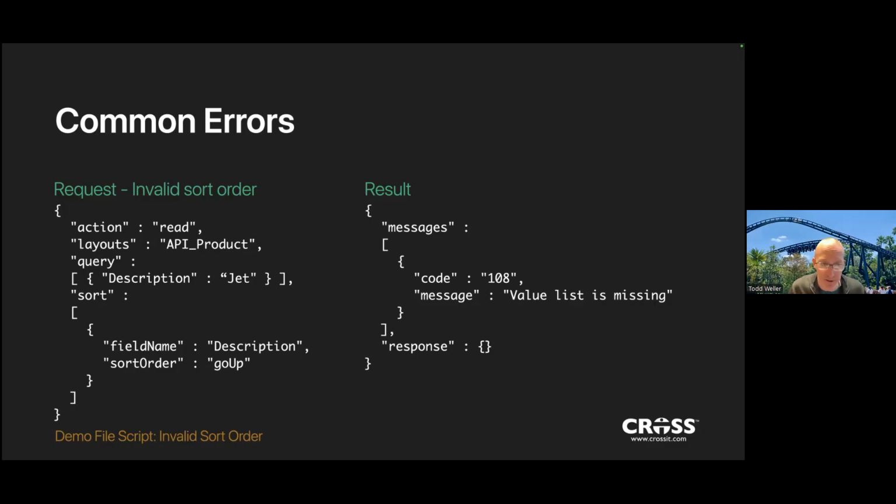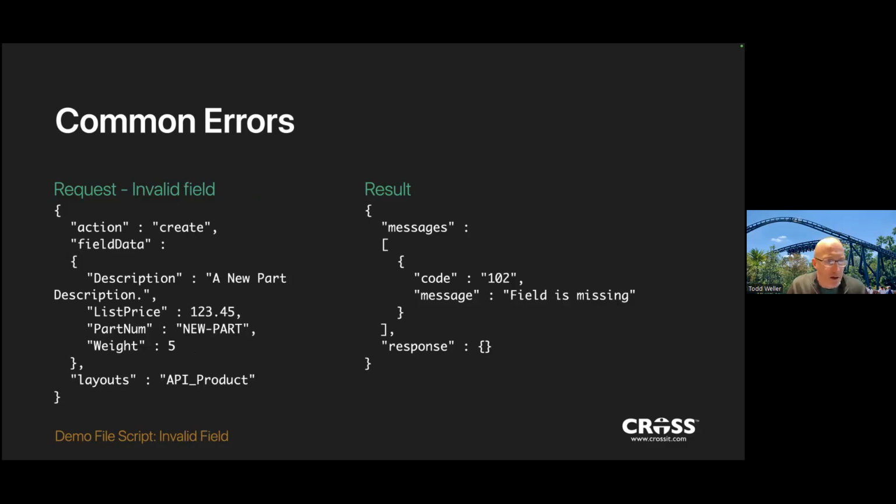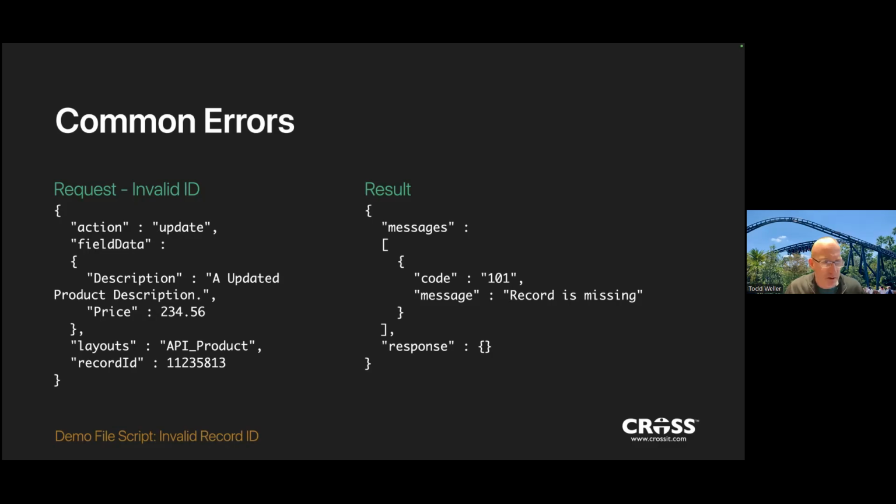So if I had a value list that was quarters or month names or something, I could actually specify that in my sort order and it would sort by that value list. It's just assuming that because it doesn't match ascend or descend, I'm trying to specify a value list. Here's an invalid field, where again it gives us the field missing. I think the list price is actually one that doesn't exist. Here's one where I just set the record ID to a very large number and get the expected 101 record is missing error code.